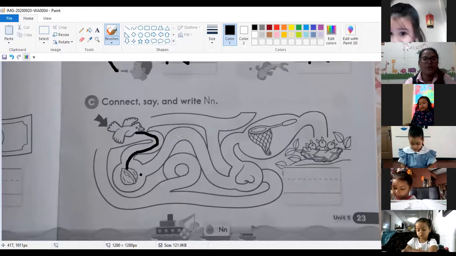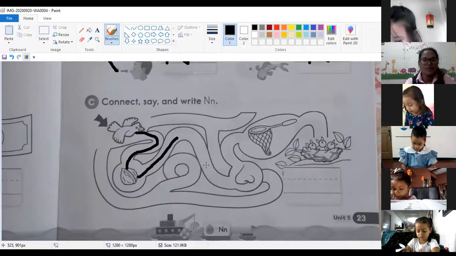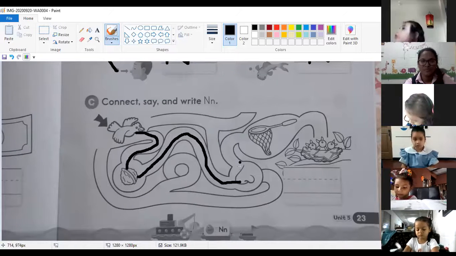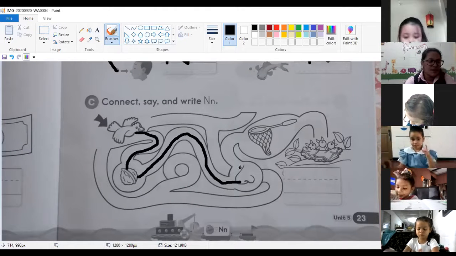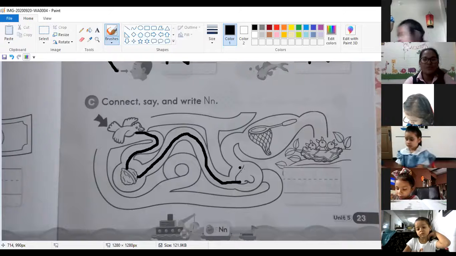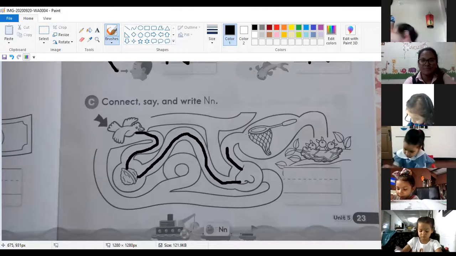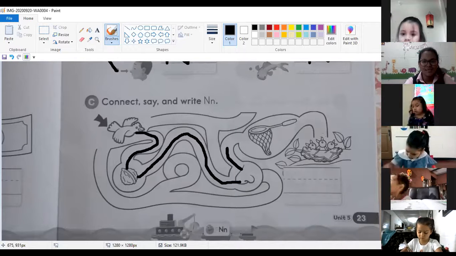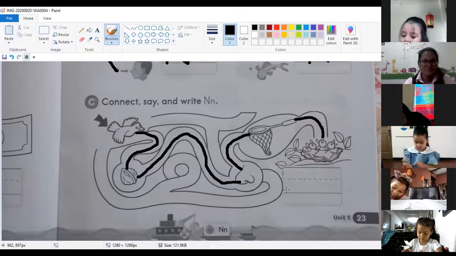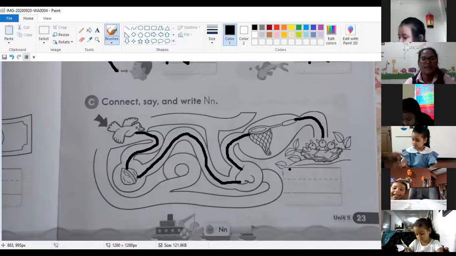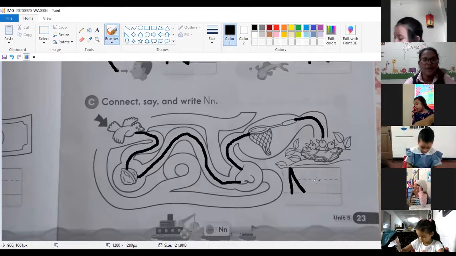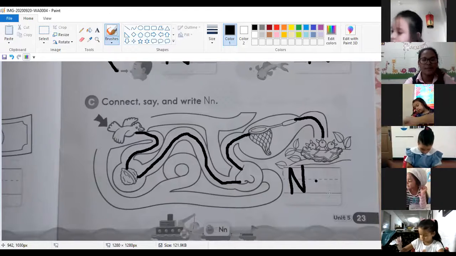And we are going to follow the road. And we have a nose. After nose, we have the net. Y vamos a llegar hasta el nest. And here you are going to write the capital letter N and the lowercase letter N.